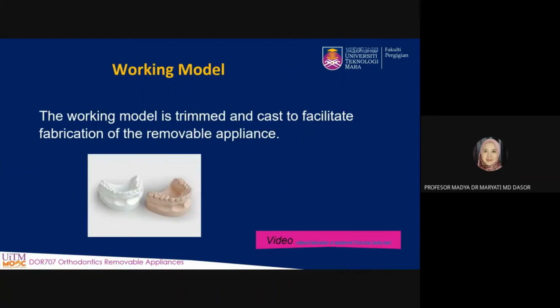Next is working model. The working model, highlighted in the photograph, will be trimmed and cast to facilitate the fabrication of removable appliance. Here we also included videos for you to have some overview regarding the trimming and the preparation of working model.